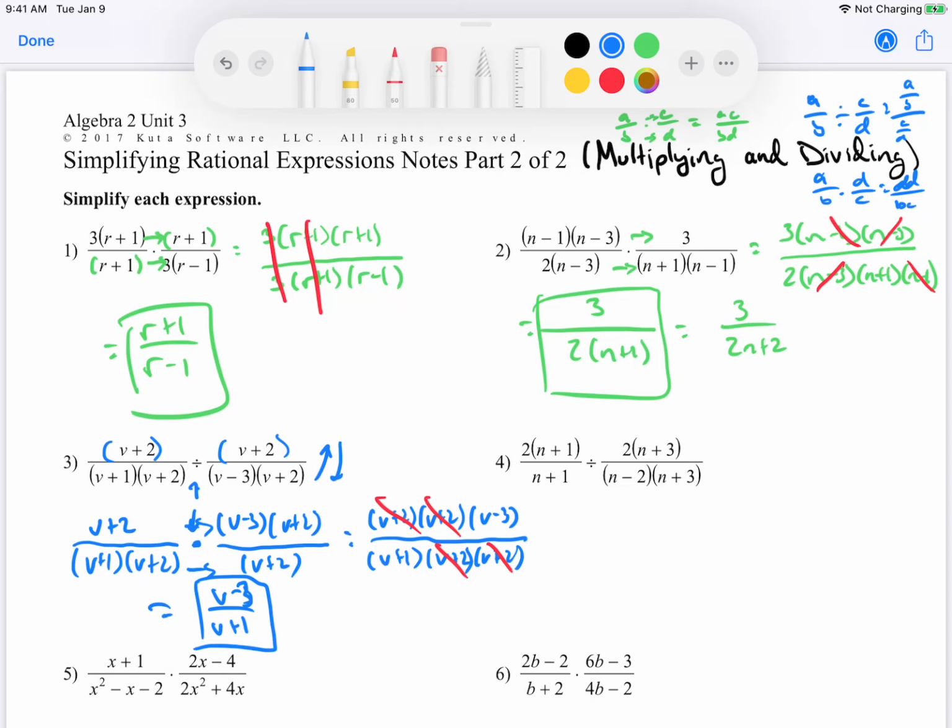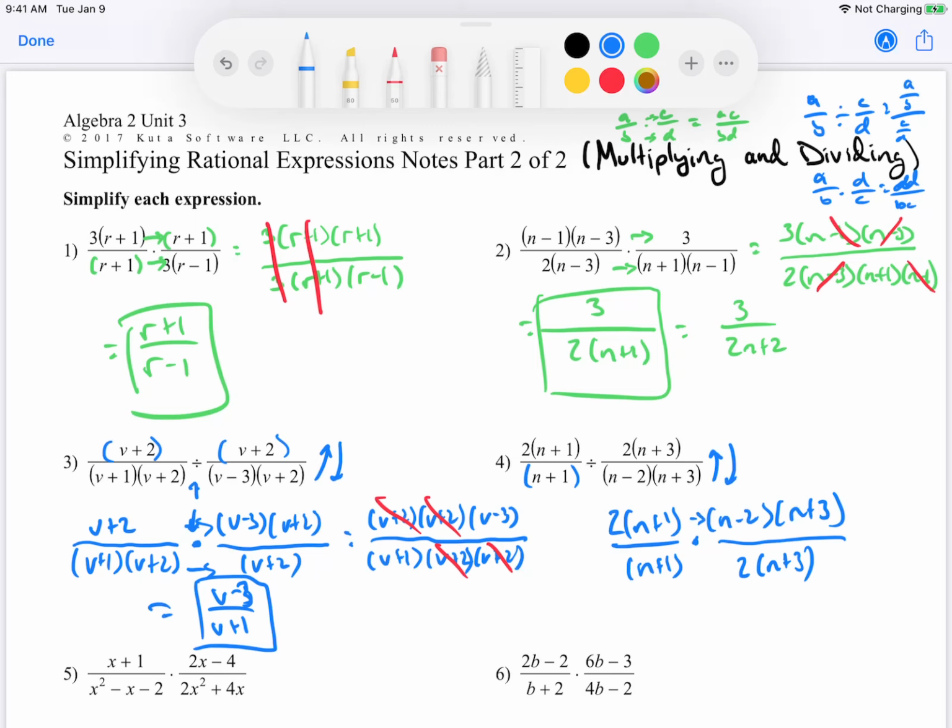I'm going to do the same thing again for number 4. I'm going to flip the second term, and so I'm going to be left with 2, and again, keep that term. So this is 2 times n plus 1 all over n plus 1 times n minus 2 times n plus 3 all over 2 times n plus 3.